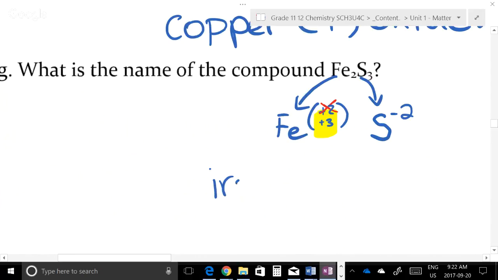So what's the formula for this then? Or the name, rather. I'm sorry. Iron 3 sulfide. Iron 3 sulfide. Good.